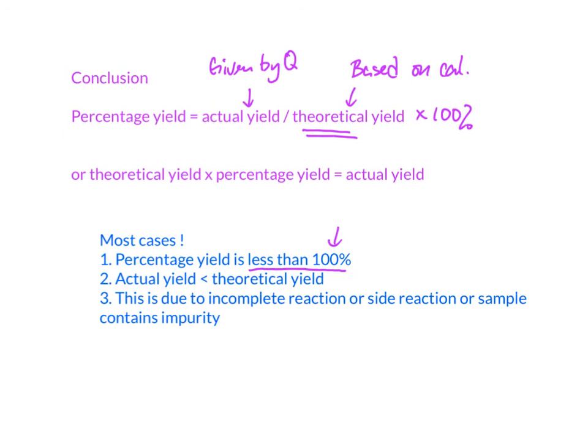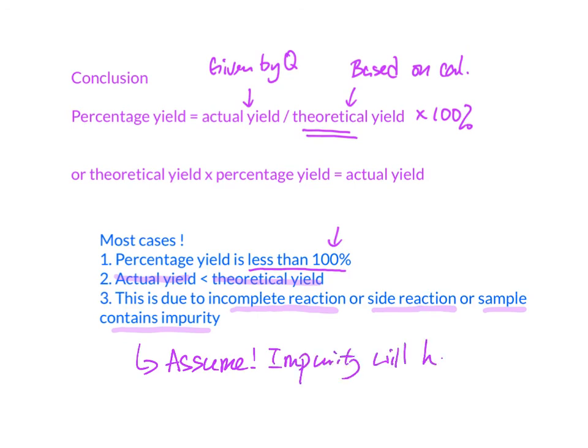As mentioned before, actual yield will be smaller than theoretical yield, and the reason why actual yield is smaller is normally due to incomplete reaction or side reaction. Not necessarily everyone will have a side reaction, but pay attention to that. And the sample may contain impurity, and we assume the impurity will have no reaction with the reactants.